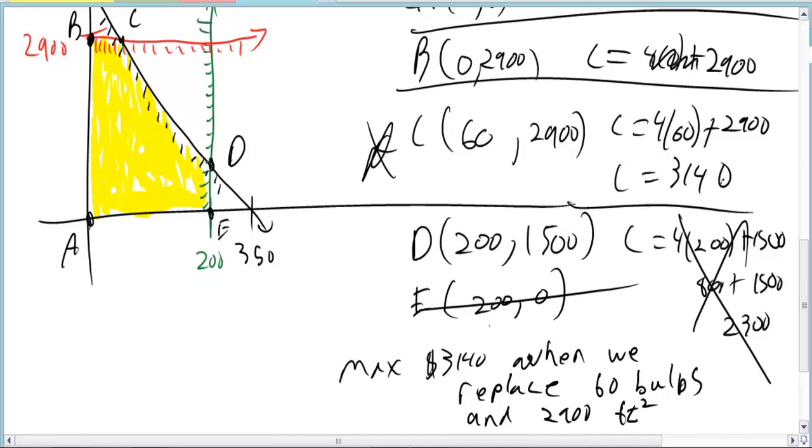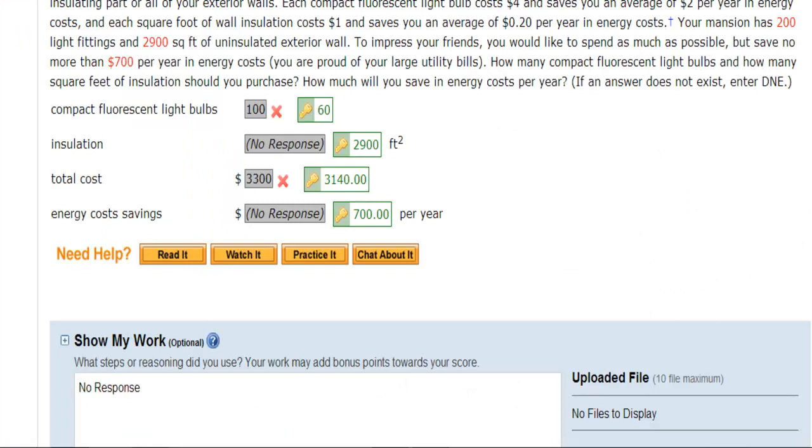So if you go back now, we can double check that. We'll go back to the actual problem itself. Yeah, and so you'll see 60 compact fluorescents, 2,900 square feet, total cost of 3,140, with an energy savings cost of, well, you can put that back in the energy savings and see it's $700.